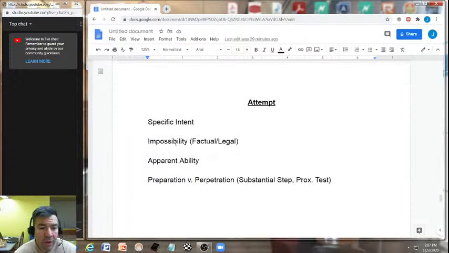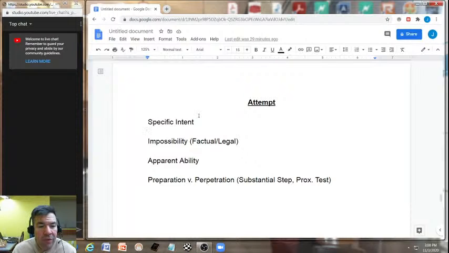Now, attempt is an incompleted crime in its basic definition. But now let's go into its elements. The uncompleted crime or incompleted crime has the element of specific intent, and that's why attempted crimes automatically are bumped up to specific intent crimes.